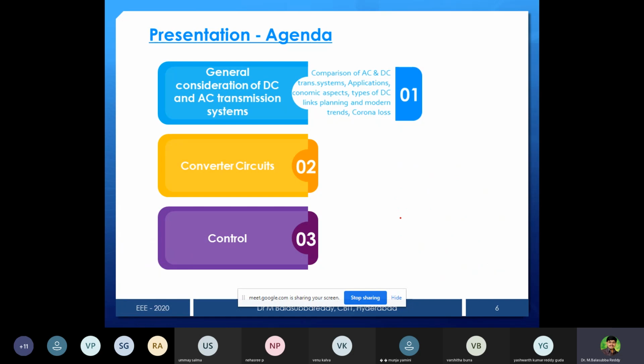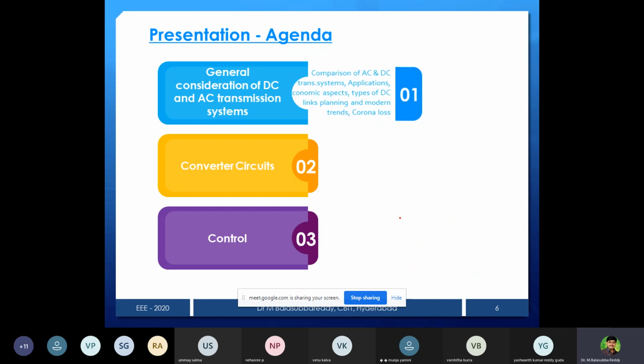But one device is not sufficient to carry that current capability and voltage capability. That's why generally we merge the devices in a group of valves and form it as one valve. Inside, we consider many devices connected in series and parallel.